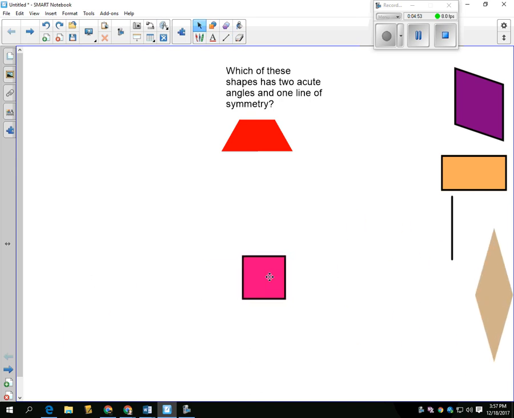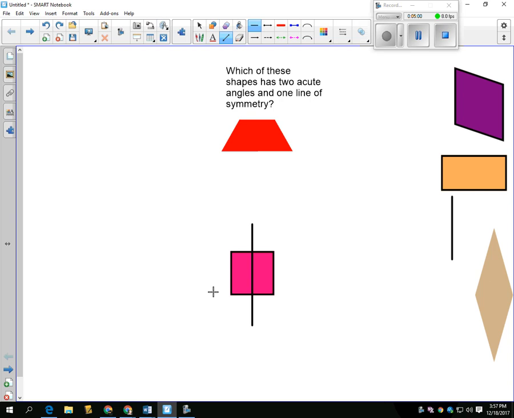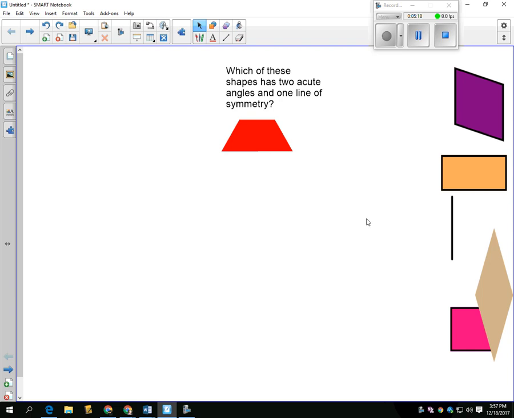And then we've got our square. It has actually lots of lines of symmetry. One here, one here, one this way, roughly, and one this way, roughly. So that clearly doesn't satisfy it. Plus it has the right angles, so that cannot fit into our category. So the only shape out of those five that has two acute angles and one line of symmetry is the trapezoid.